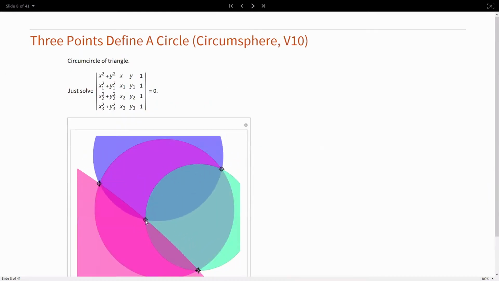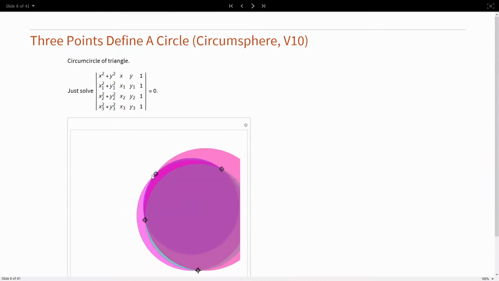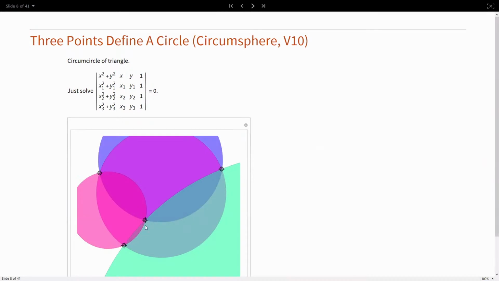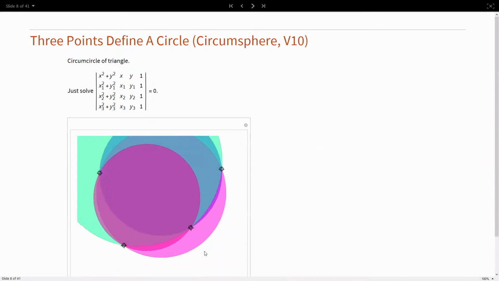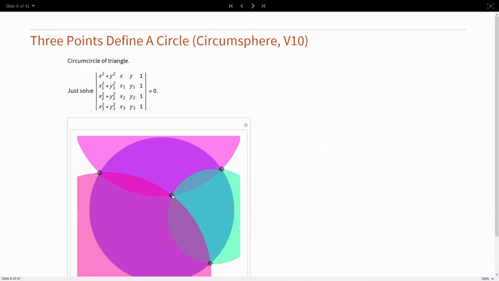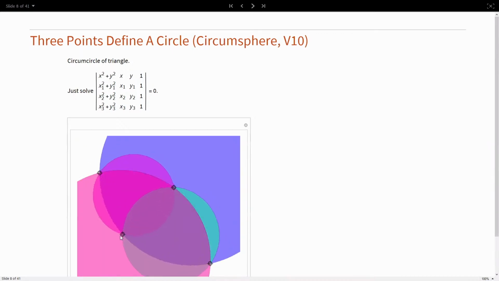We can also look at circles. 3 points define a circle. So here's various circles that you can get from 3 points. And you just need to solve this matrix, and it will give you the equations of the circles involved. You can also get the center of a set of 3 points by using Circumsphere in Mathematica.